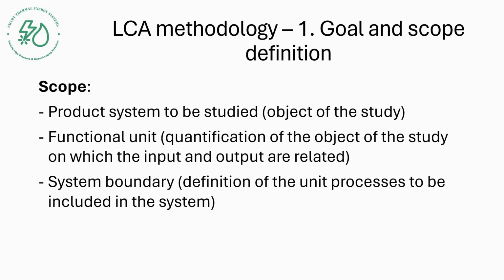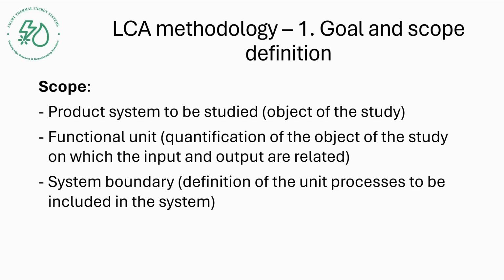In this first phase, there's also the scope definition, where we have to define the product system we have to study, so the object of the study, the functional unit, so the quantification of the object of the study, on which the input and output are related, for example, one pen, and the system boundary, that consists of the definition of the unit processes to be included in the system.